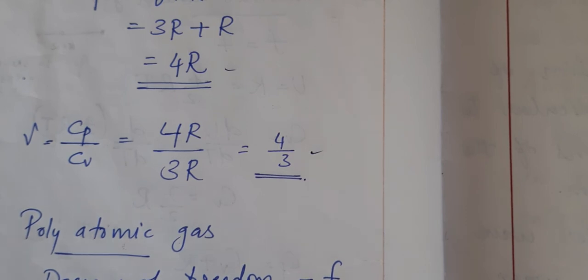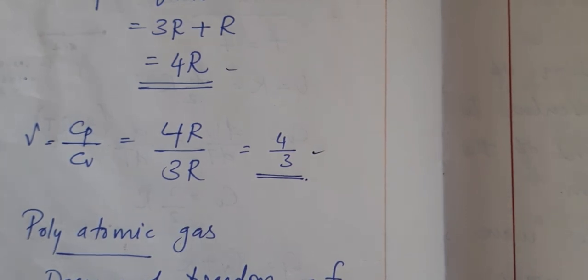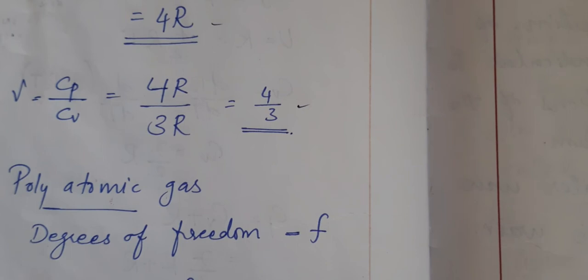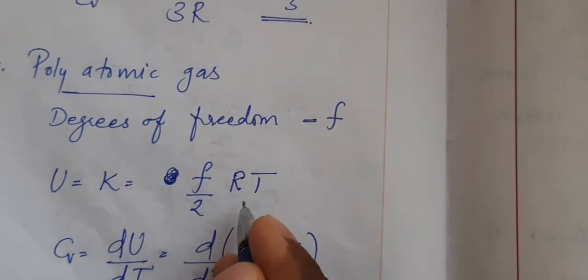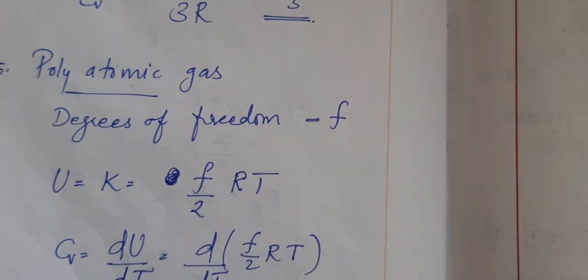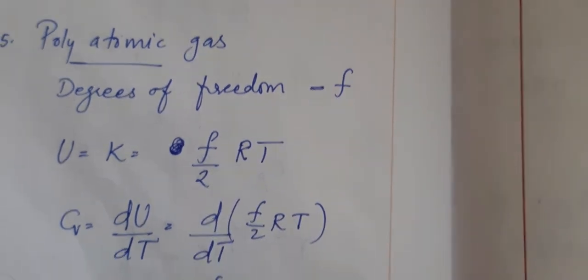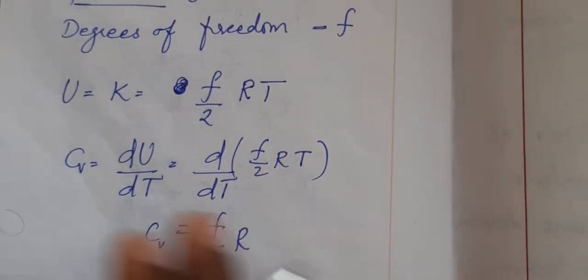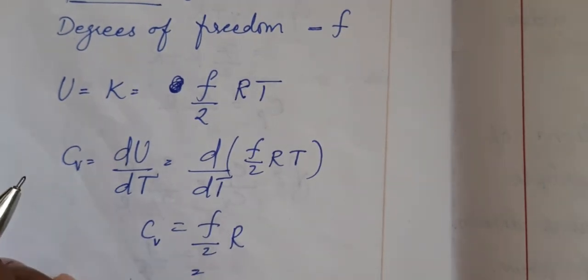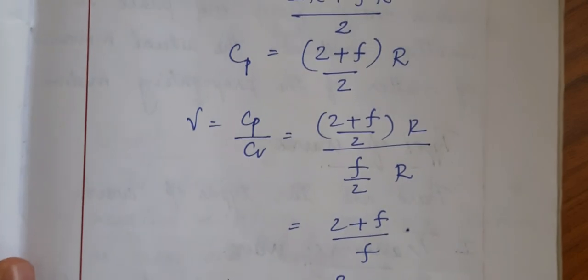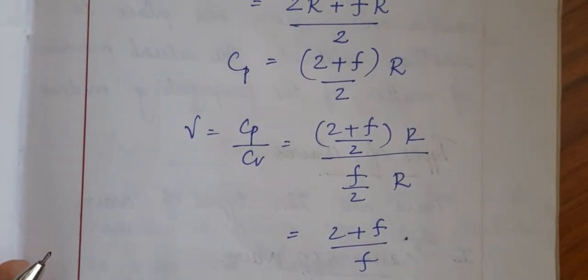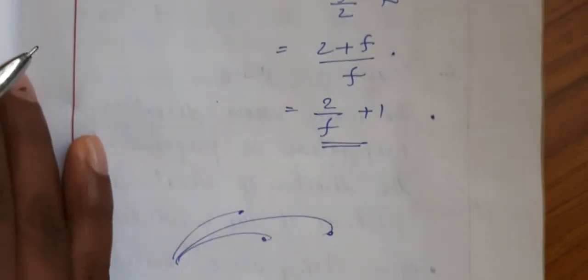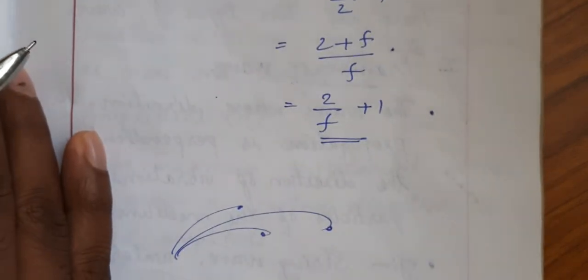If it is a polyatomic gas with many degrees of freedom, the energy becomes F times 1 by 2 RT. Then Cv will be F by 2 R, and Cp will be (2 plus F) by 2 R, and gamma will be (2 plus F) by F.